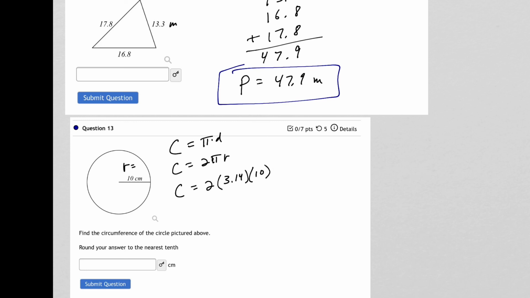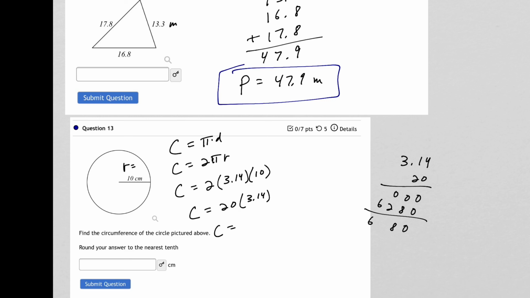So if I multiply these together, it doesn't matter what order, so I could say this is 20 times 3.14. And then let me do that on the side here. Again, you could check this if you want with a calculator. So this is going to be 826. And I have 2 decimal places. So it looks like the circumference is going to be 62.8 centimeters, right? It's just the length measurement because it's a length around that circle.